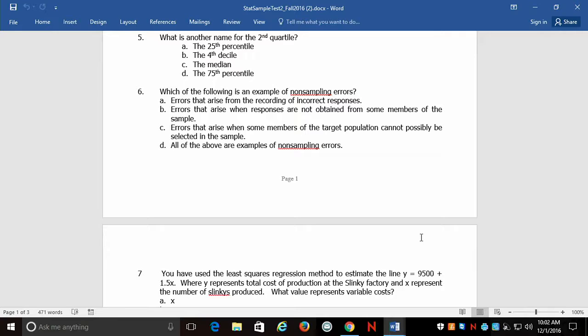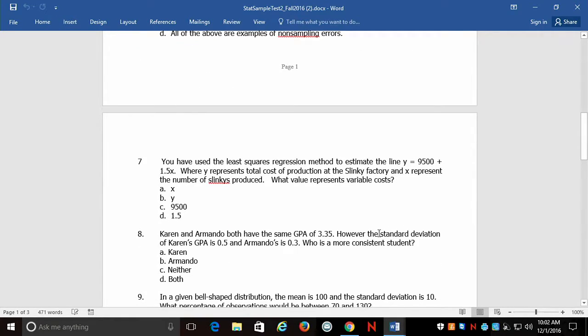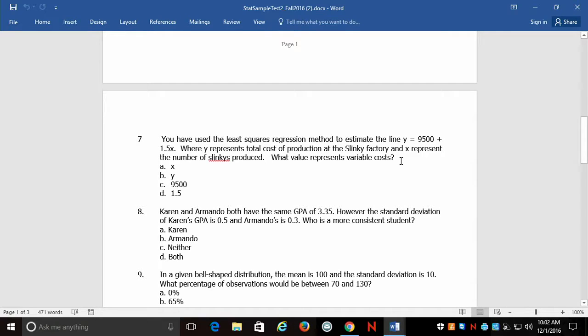We talked about non-sampling errors, right? All of these are examples of non-sampling errors. What's the big difference between non-sampling error and sampling error? Sampling error can be reduced by doing what? How can we reduce sampling error? Increase the sample size; that reduces sampling error. Very good.